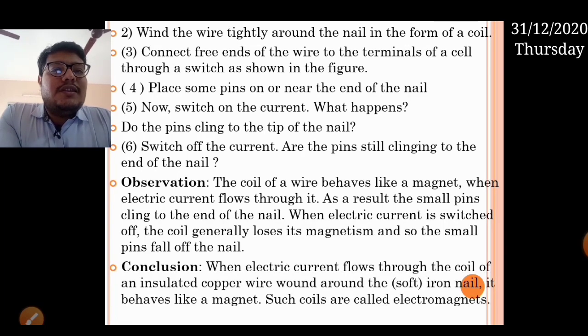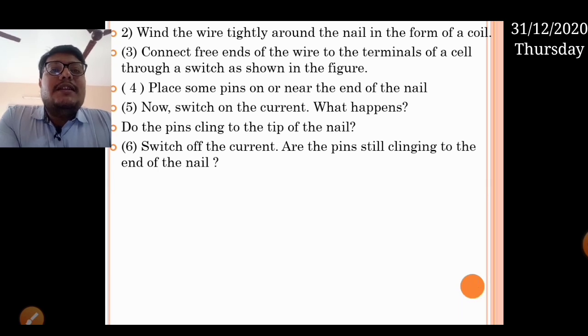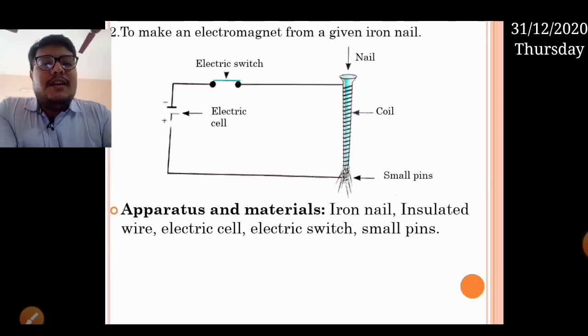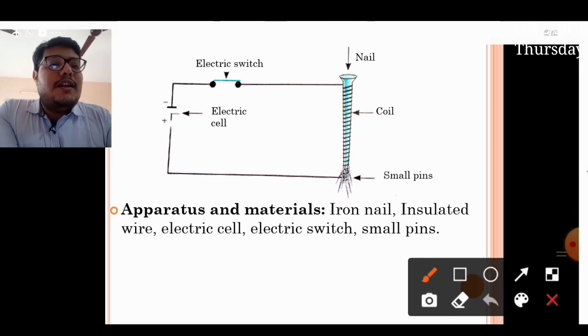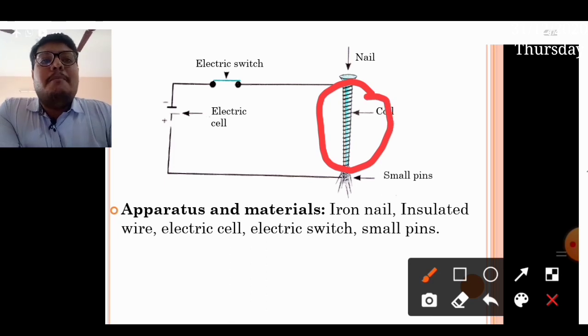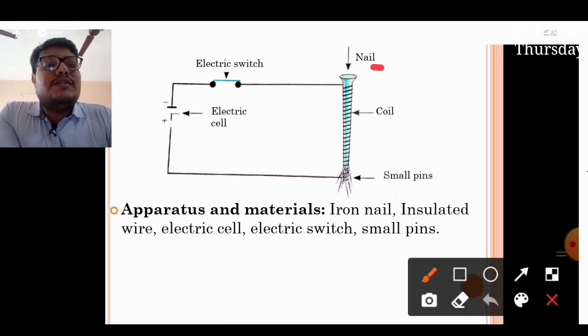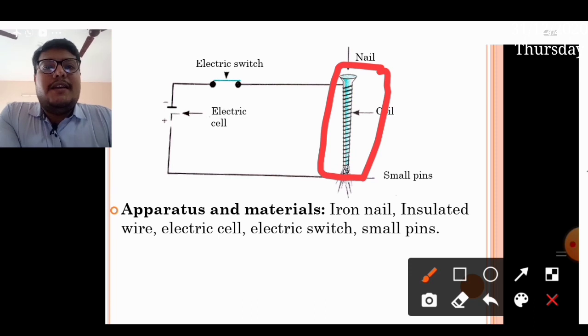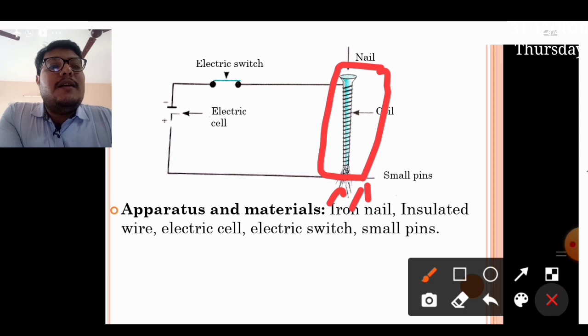Okay, see the conclusion. When electric current flows through the coil of an insulated copper wire wound around a nail, it behaves like a magnet. Such coils are called electromagnets. Means this coil is known as an electromagnet. Which coil? Not the whole connection, this coil, this part is the electromagnet, right? This whole structure will behave as a magnet, and that is why the pins which were here stick to the nail, right?